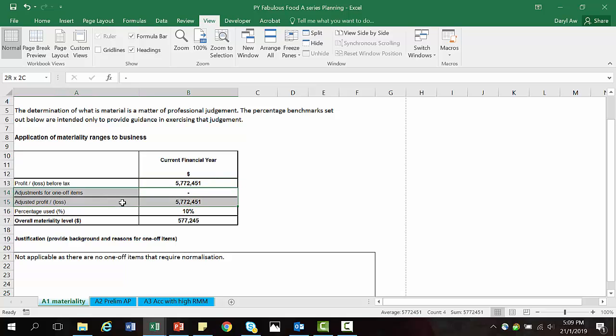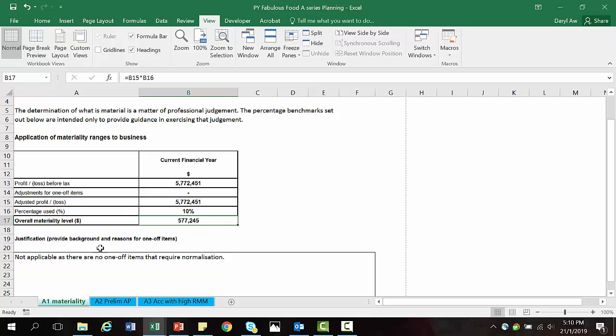I will need to adjust for any one-off items. If there are any items that are not in the ordinary course of the business and are one-off for current year, I will need to remove this. But because I have already looked through the files and based on my understanding of the business, my understanding of the operations and all the information that has been given to me, I've determined that there is no one-off item. Hence, here it is 0. Therefore, my adjusted profit before tax is 5,772,451. Then I will apply the percentage used, in this case 10%. So my overall materiality for the year will be 577,245.